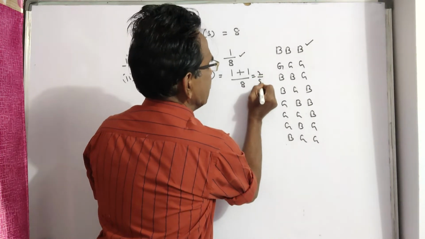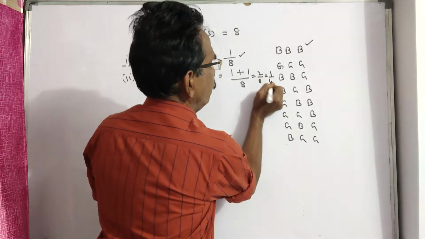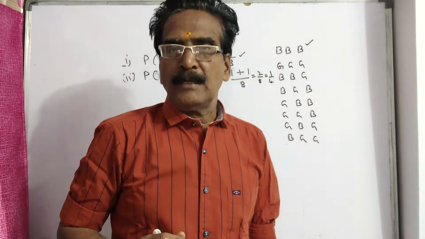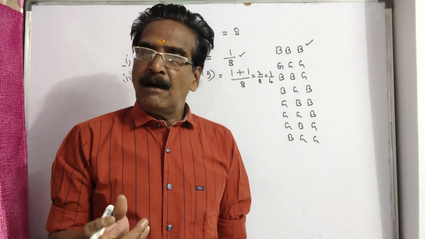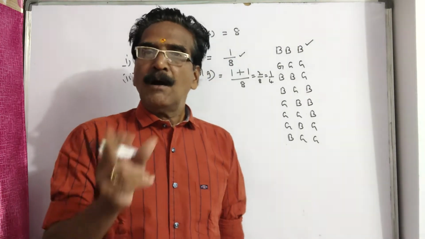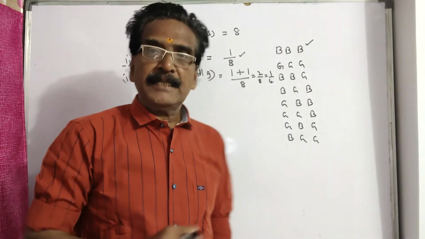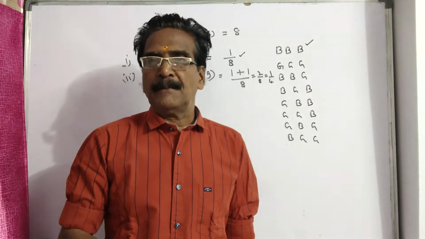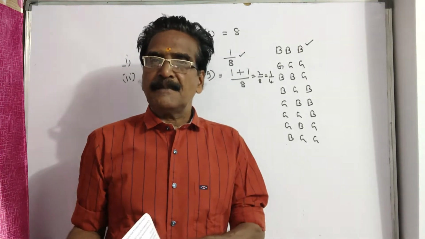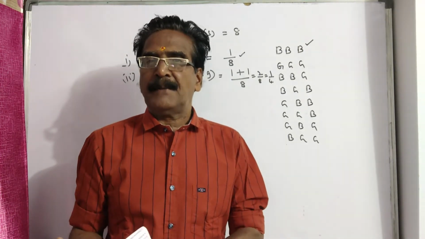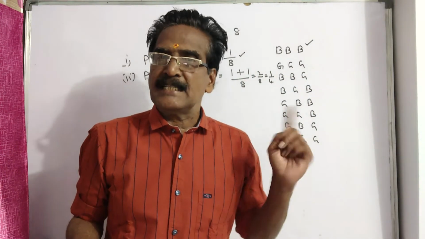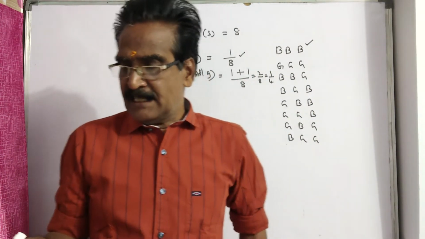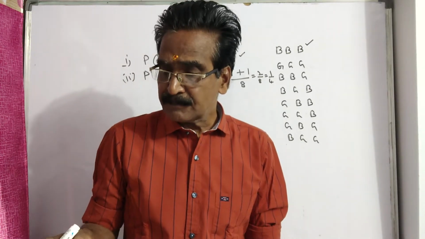2 by 8, that is equal to 1 by 4 is the required probability for the event all boys or all girls. So, all boys probability 1 by 8, all girls probability 1 by 8, all boys or girls means 1 by 8 plus 1 by 8, that is 2 by 8, that is equal to 1 by 4, that is the required probability. Okay friends, let us see the next question.